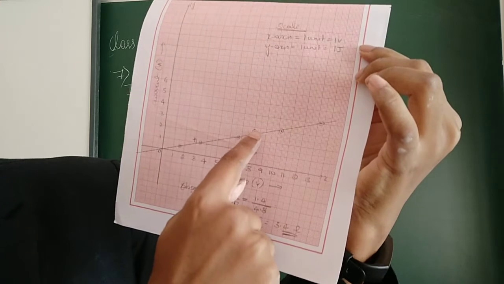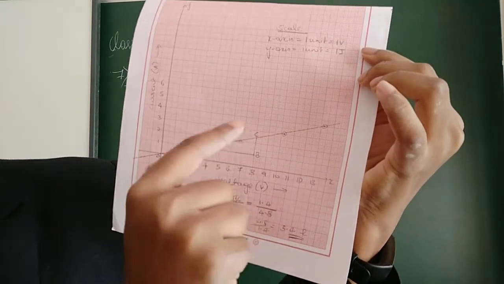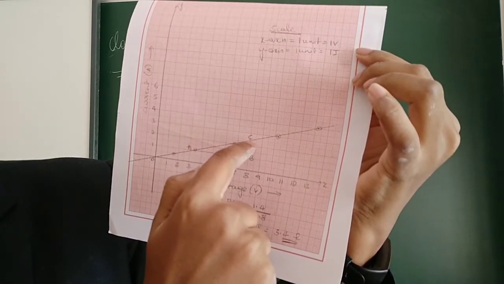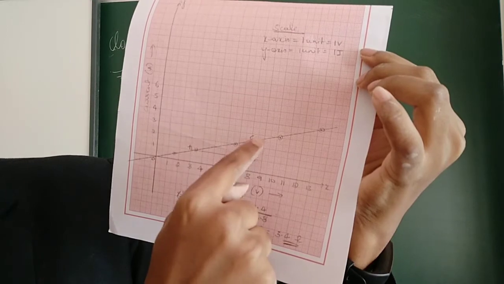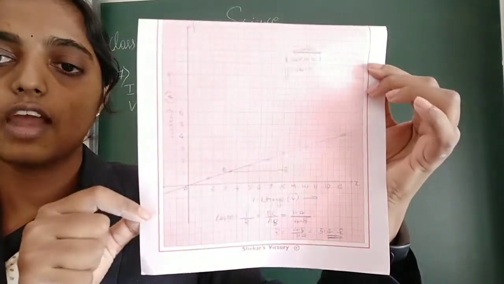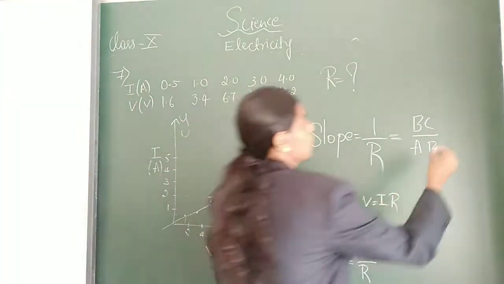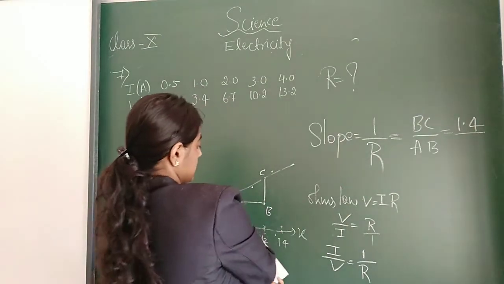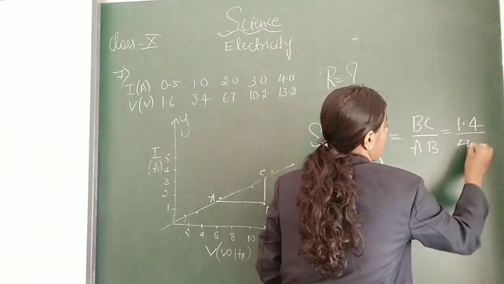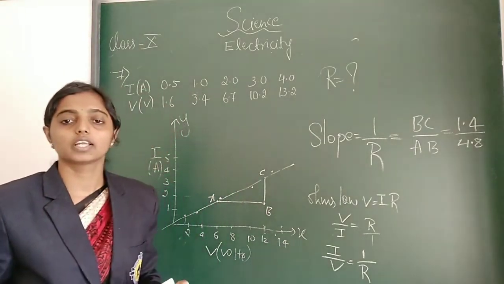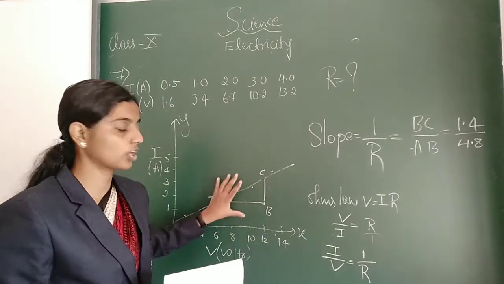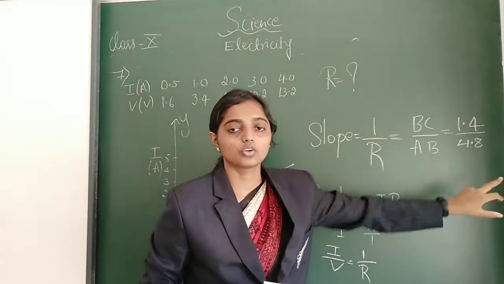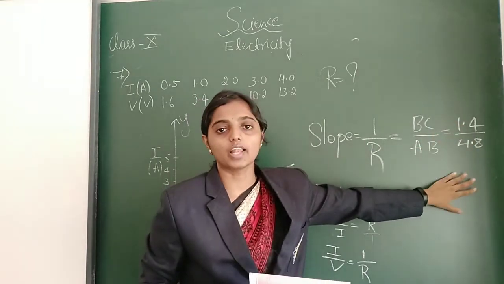So here BC I got 1.4. I think you know how to count, right? This is called as 1 unit and the rest of them will count as 1.1, 1.2, 1.3. So BC I got, according to this graph, BC is equal to 1.4 and AB, that is this one, is equal to 4.8. See, almost the same answer we will get when we plot this graph exactly. So don't worry that you should get 1.4 only or 4.8 only. Based on your graph, you should put the values, right?